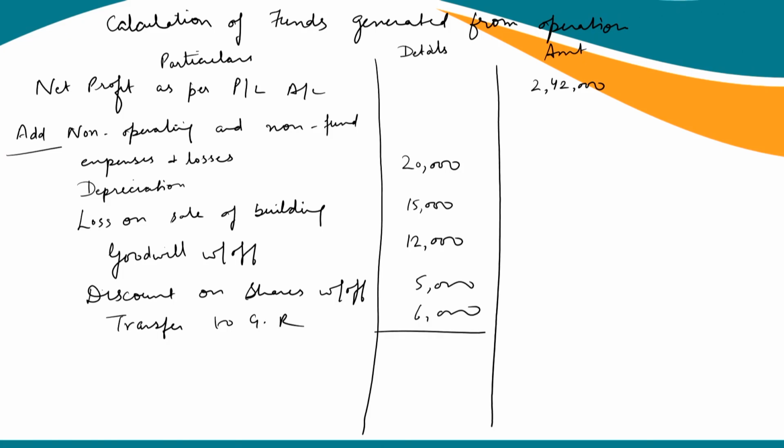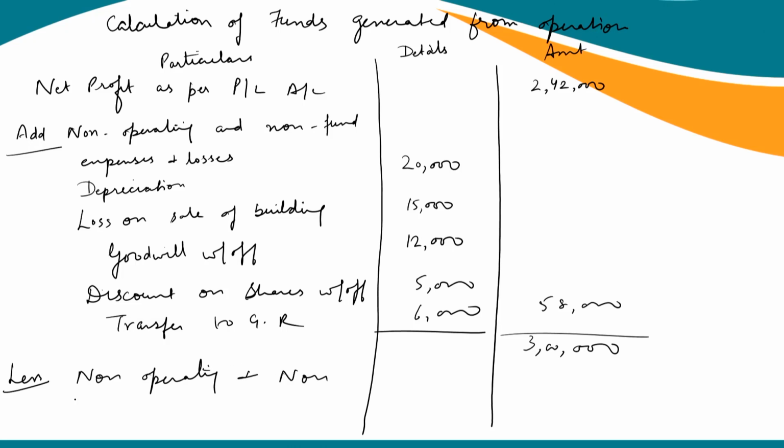So the total of this, 58,000, will be added to 2,42,000, and it comes to rupees 3 lakhs. Out of these non-operating and non-fund expenses and losses, we will deduct, in a similar fashion, non-operating and non-fund incomes and gains.